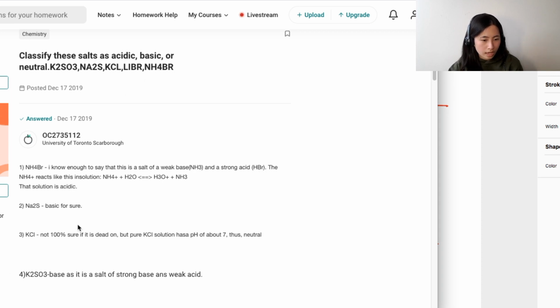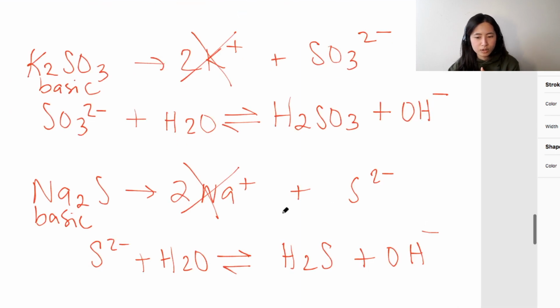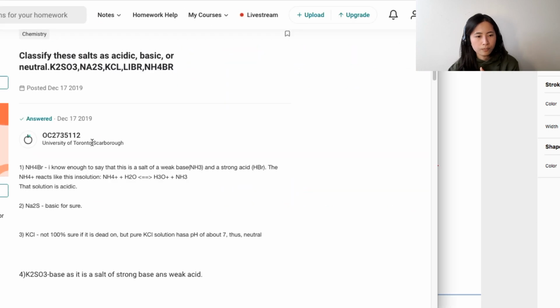Okay, so they're saying Na2S is basic. They only wrote for sure. This is the most vague answer, I would say. Okay, so here's the thing with chemistry. You need to be able to explain something if you really understand something. Not just reading off the textbook, but I think, I guess this is my personal experience and also the students that I've taught. If you are able to explain a concept in your own words, that means you fully understand the concept. So you can't say for sure. Okay, great. So that's Na2S.